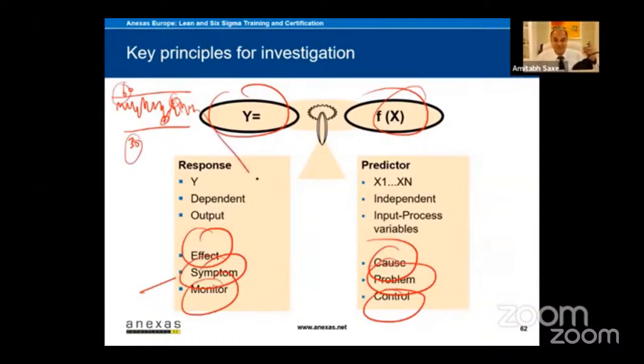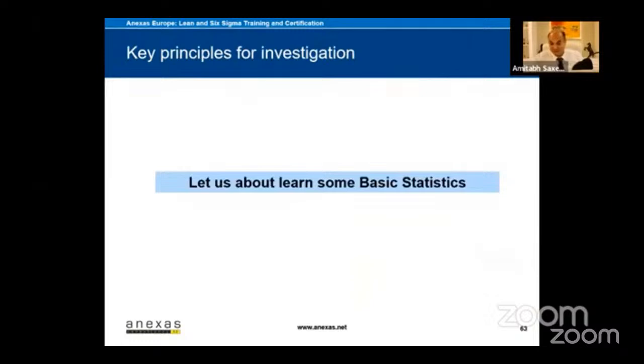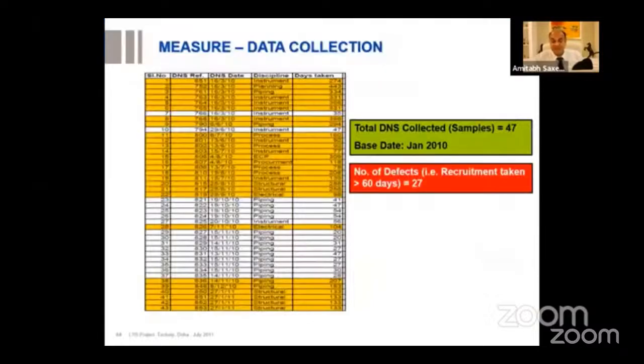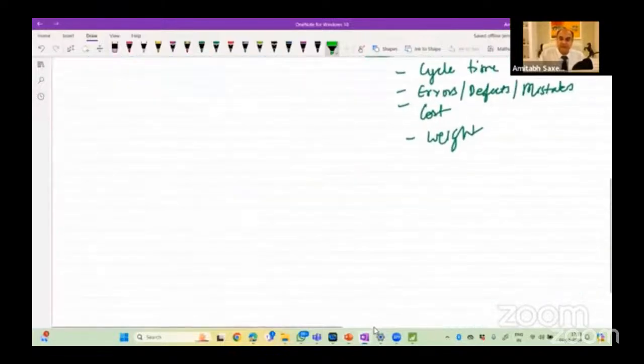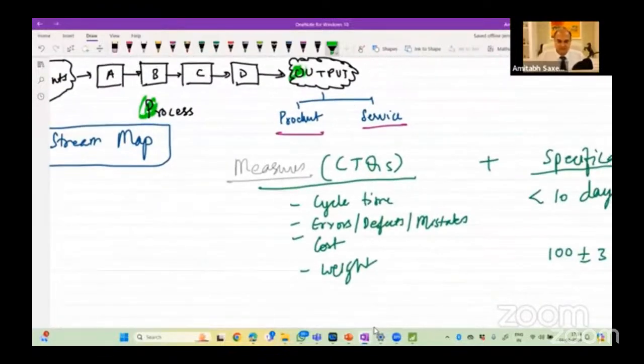And if you want to improve, you have to have a systemic change. Systemic change is going to happen using the DMAIC approach. Okay? And that is what we are learning. Now, let us learn some basic statistics. I did tell you there are two types of data: continuous data and attribute data. So cycle time is continuous data. Errors, defects, defectives and mistakes are attribute data. Cost is continuous data. Weight is continuous data. Infection rate is attribute data. Okay, I hope you remember that.